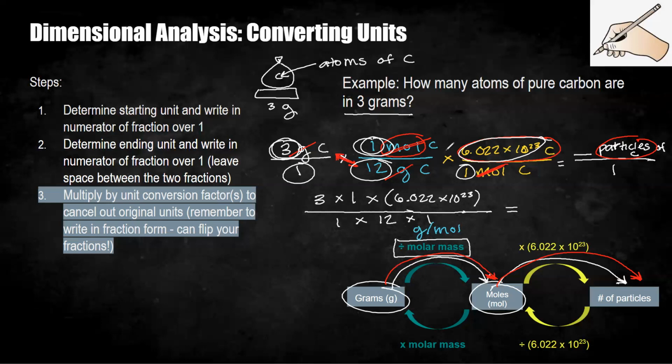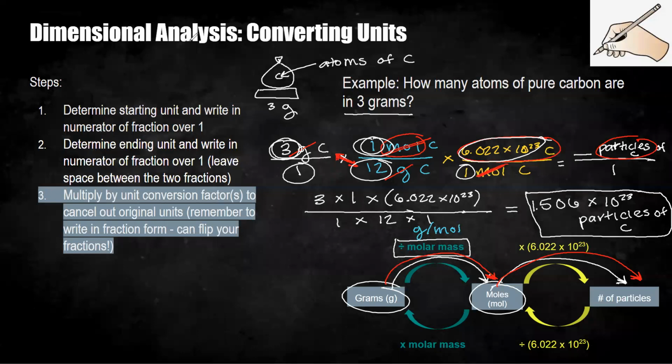If you plug this in your calculator correctly, you should have gotten a final answer of 1.506, rounding up to 06, times 10 to the 23rd particles of carbon. I'm going to box that in as my final answer.